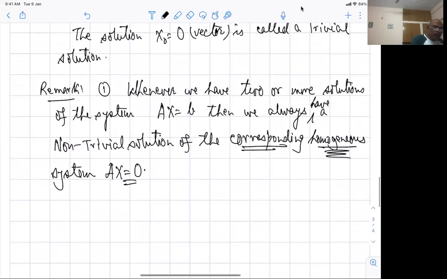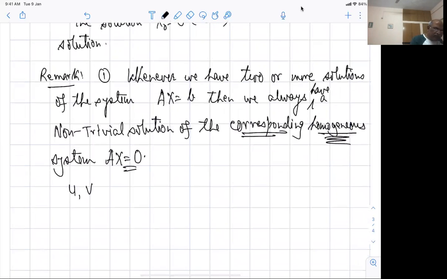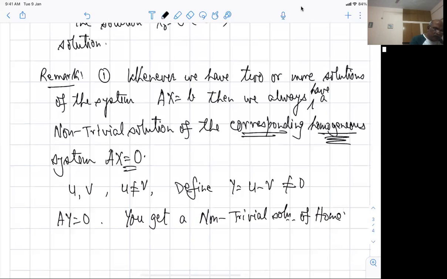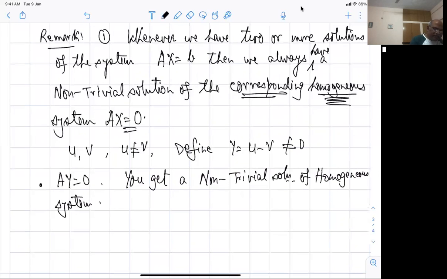All right. So two or more. When I say two or more, it means they are distinct in some sense. So you have U, you have V, U is not equal to V. Define, as I did earlier, y is equal to U minus V. Then y is not 0, and A of y is 0. Fine. So you get a non-trivial solution of the homogeneous system.